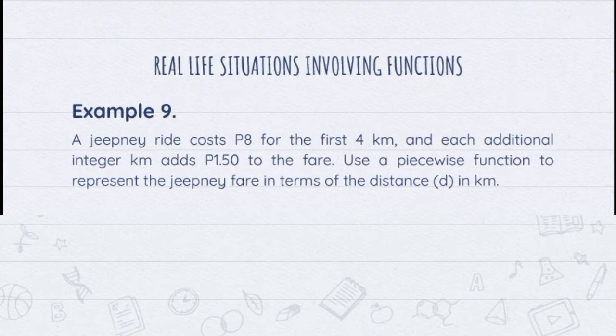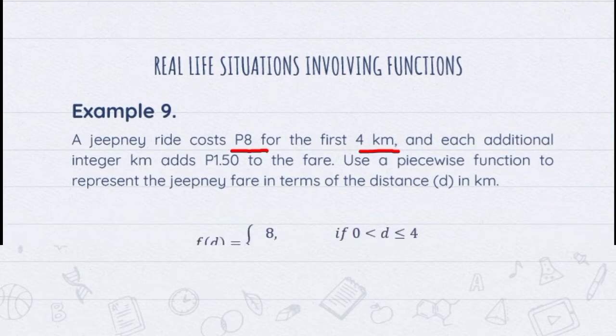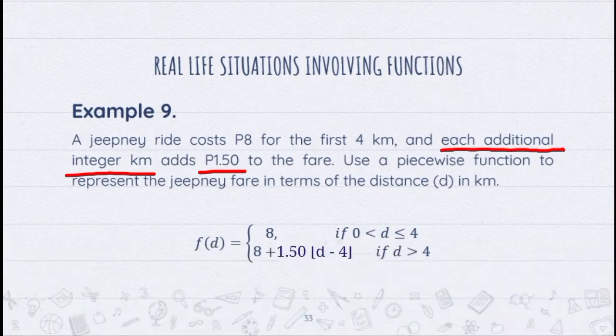Again, we have to understand the problem sentence by sentence. We'll start with the first sentence, 8 pesos for the first 4 kilometers. Therefore, our first function here is f of d is equal to 8 if the distance is 4 kilometers or less. In the second sentence, for every additional integer kilometer, it will charge us 1.50 additional fare. So our second function here is f of d is equal to 8 plus 1.5 times the floor function of d minus 4, if d is greater than 4.